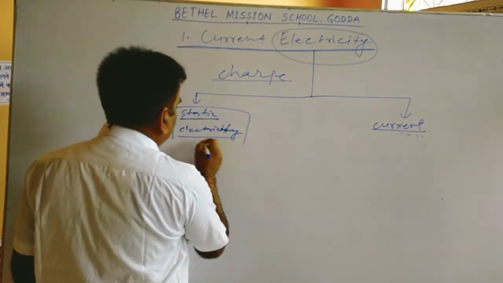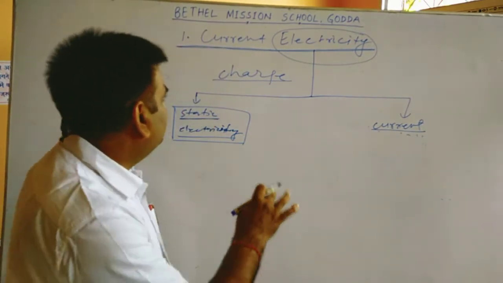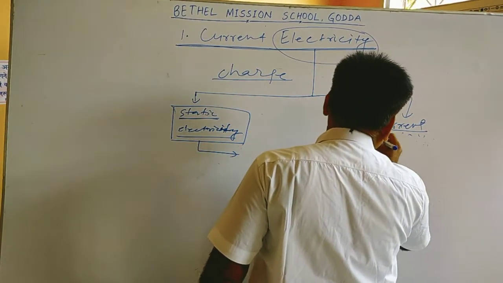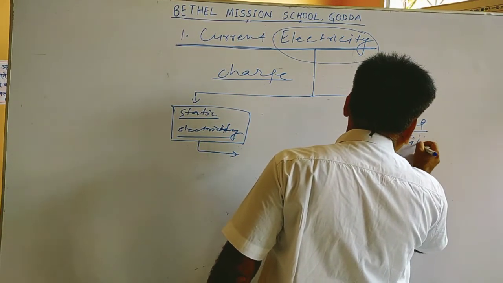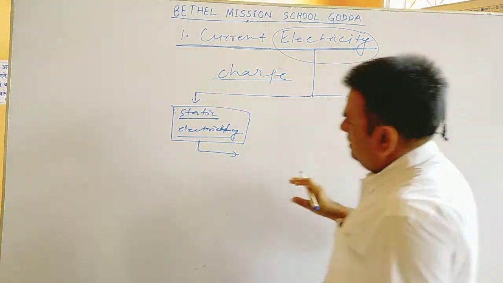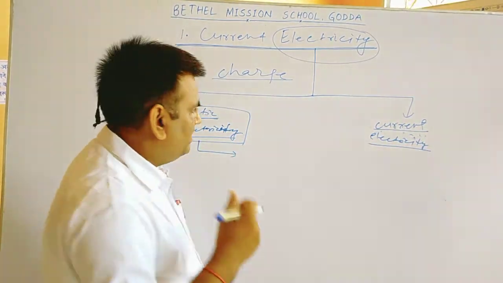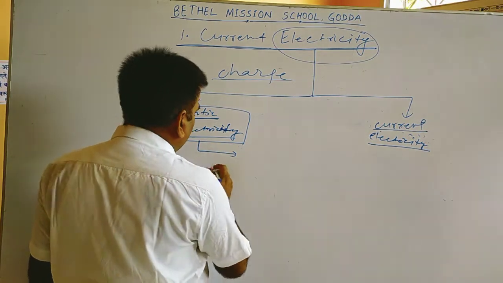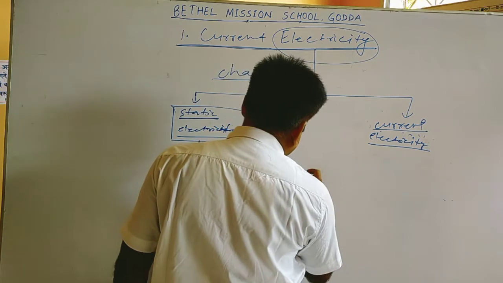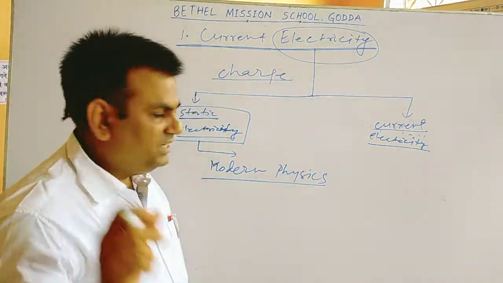Static electricity, you understand? Here, static electricity means the charge doesn't flow, and current electricity means where the charge flows. As I told, there are three kinds of subatomic particles. So in modern physics, there are two kinds of charge.